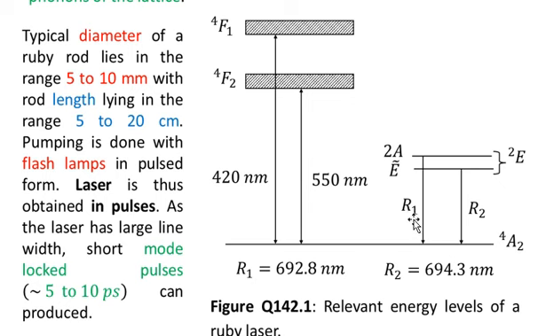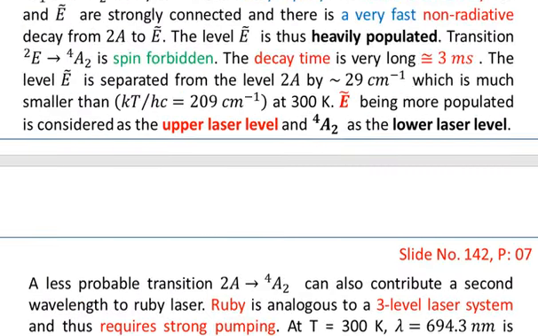However, R1, which is from 2A to the ground state, can also be obtained. Here R1 will give you 692.8 nanometer and R2 will give you 694.3 nanometer. R2 is the prominent wavelength, and the most intense emission can be obtained at R2, that is, from the transition from E prime to the ground state 4A2. So E prime will act as the upper laser level and 4A2 will act as the lower laser level. This is a rough idea that I have given you about this diagram. More will be given in the subsequent paragraphs.